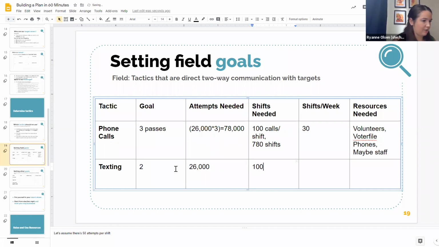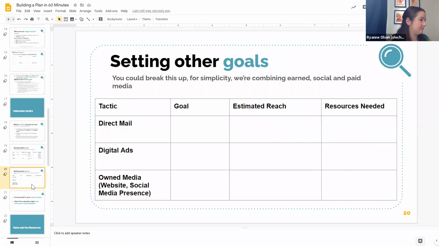Let's assume we can do 100 texts per shift, which means we're going to need to have 260 shifts, and which means we need 10 of those shifts per week. And this is where we can use a tool like Hustle or another text-based texting tool. Now, of course, this won't start at 30 and 10. You would ramp up closer and closer to the election. And some people will sign up for more than 1 shift.